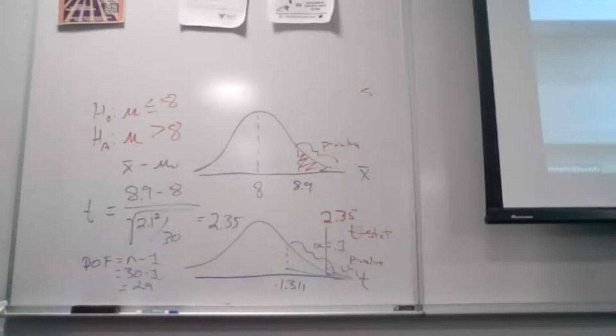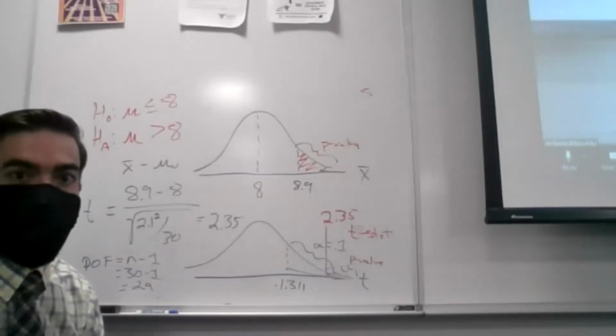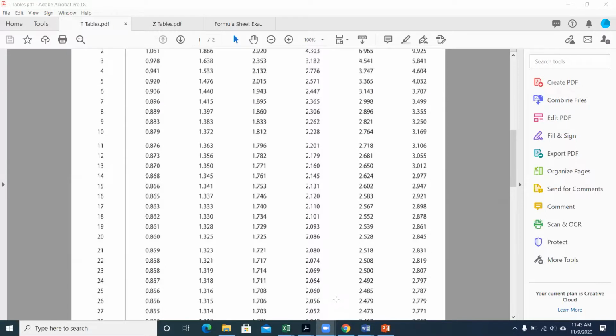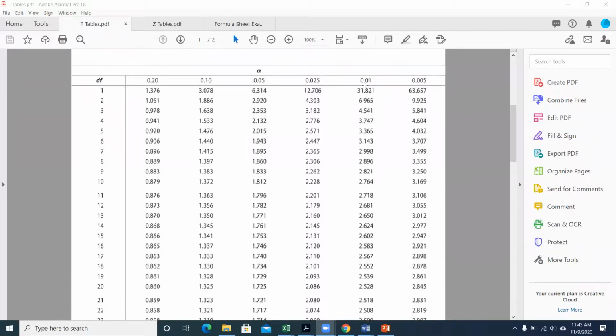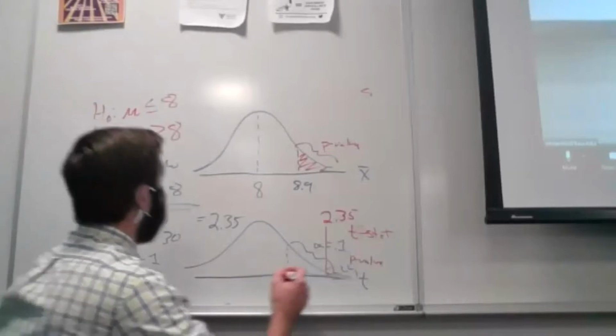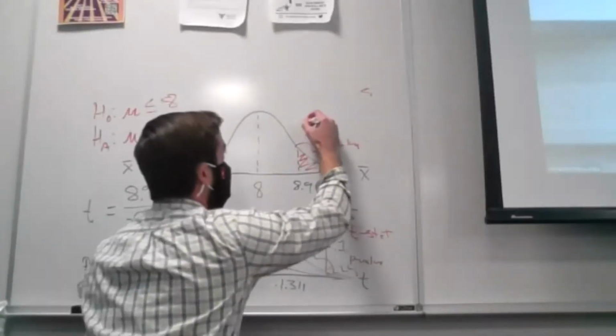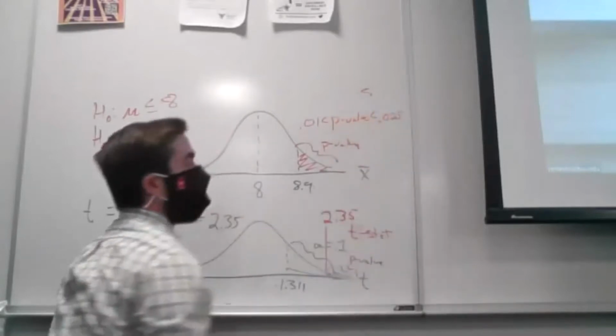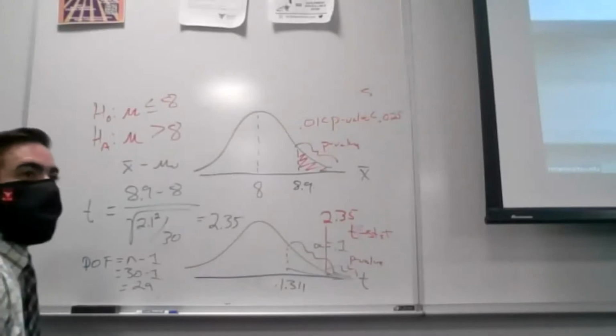So I got degrees of freedom of 29, test statistic of 2.35. So 29, 2.35. Sure enough, not in this table, so all I can do is put a bounds on the p-value. So I know that my test statistic is somewhere in between these two values. So my p-value is somewhere in between 0.01 and 0.025. So I'll write that out. So what was it? 0.01 and 0.025.